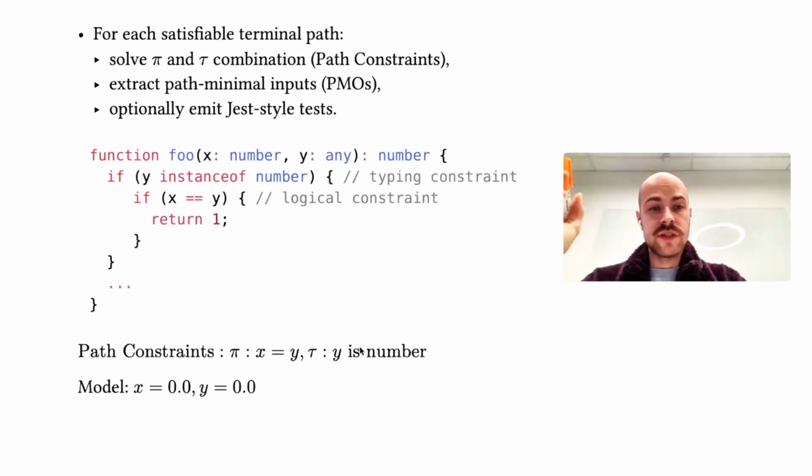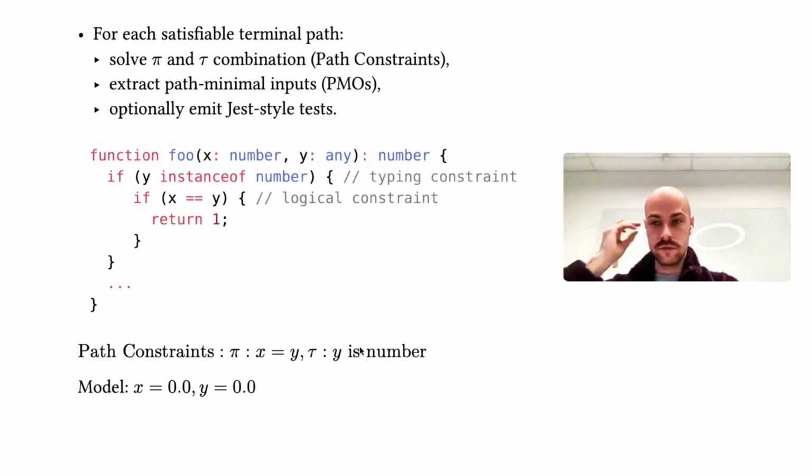For each satisfiable terminal path, that means that we go from the beginning of the program to the end of the program, we solve these path constraints using some solver. We extract these path minimal inputs: for primitives, just the primitive itself. For objects, it's minimal by a number of its properties, and we optionally emit just style tests. So for example, for this exact example, we have path constraints that x is equal to y and y is a number, and we have interpretation of it.